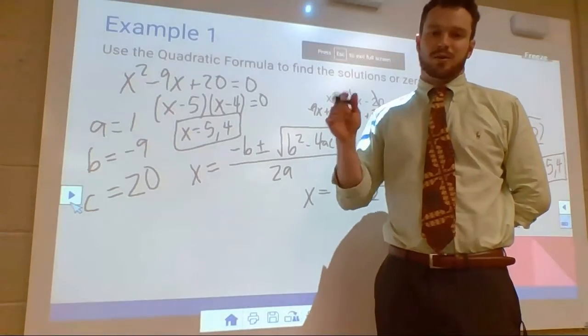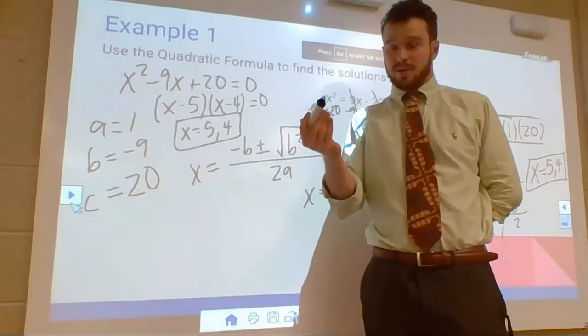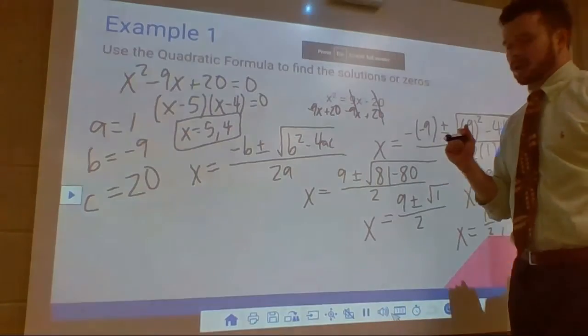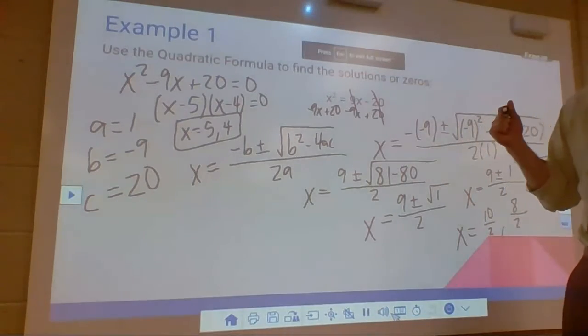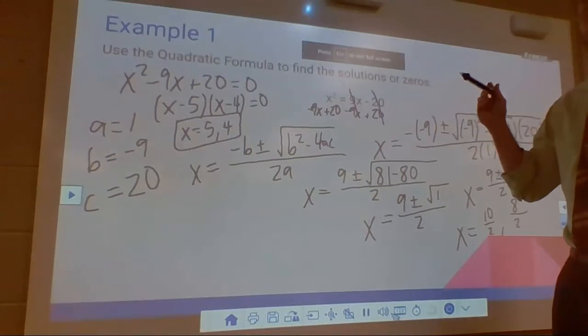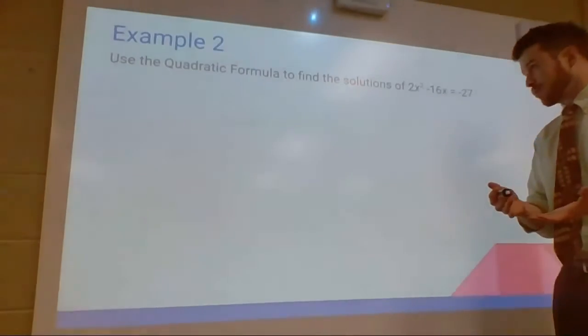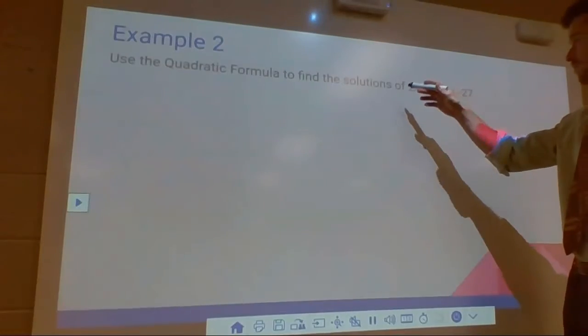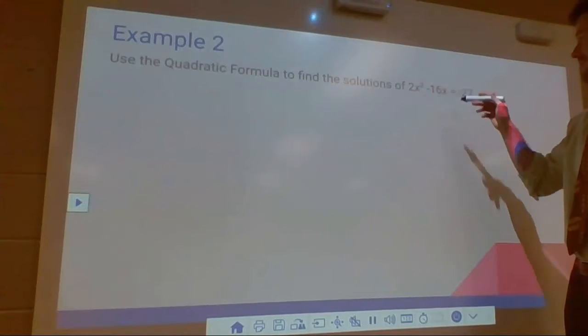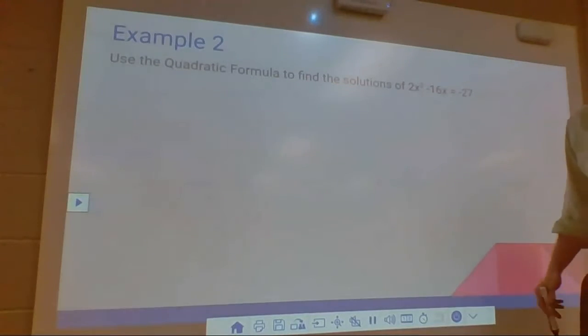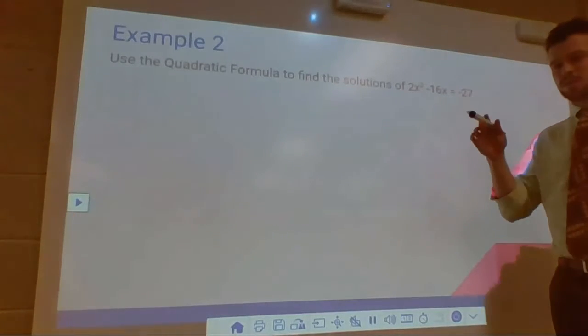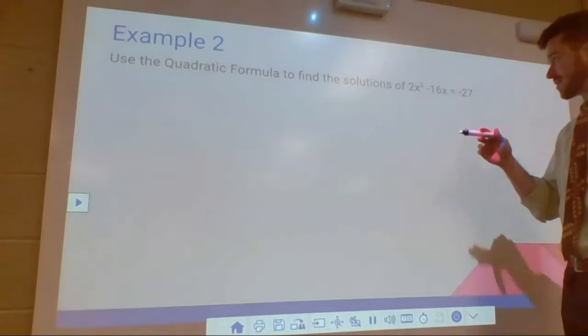But you're not always going to be able to factor it. And so the quadratic formula is really helpful for solving problems where you cannot factor it. Let's try an example like that now. For this problem, we need to find the solutions of 2x squared minus 16x equals negative 27. This one won't come out as cleanly as the last problem.